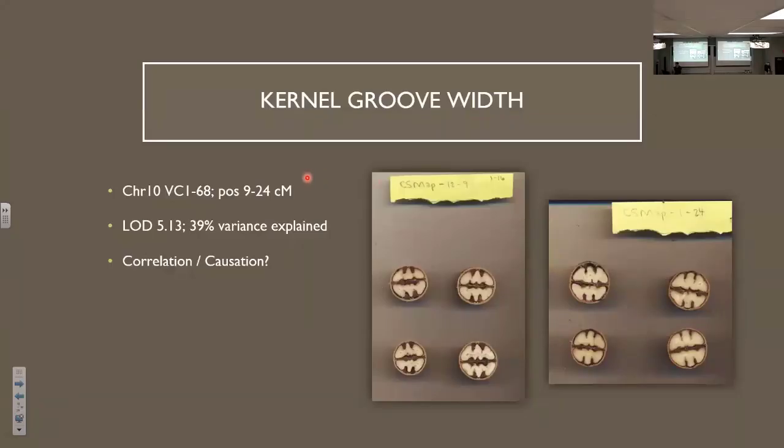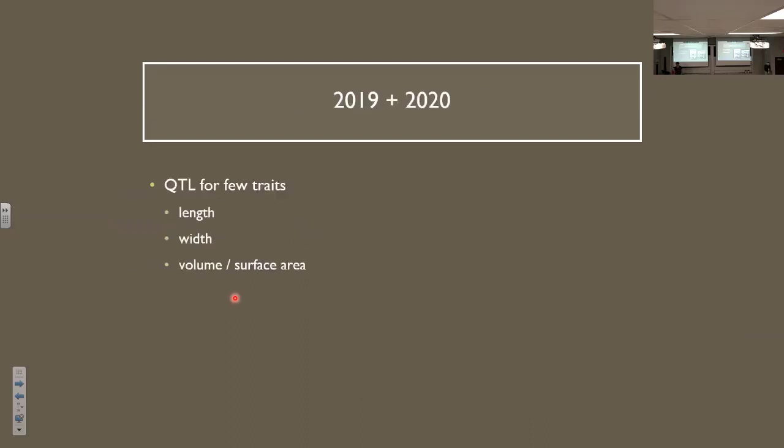And then the last QTL specifically for 2020 data only was looking at the coronal groove width, which showed a pretty strong QTL on chromosome 10 of VC168 with a LOD of 5.13. And I did wonder about the validity of this phenotype, as maybe coronal groove width was just directly related to the overall width of the nut, as those might have wider groove widths since they have more size within that shell to spare. But it didn't seem to be the case, and I'll touch on that in a bit.